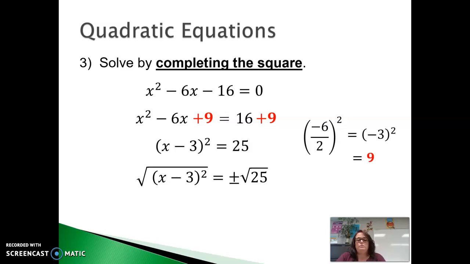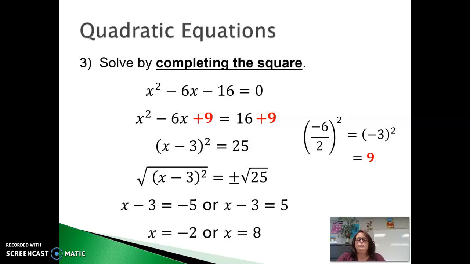So the square root and the square cancel, leaving us with x minus 3. And then the square root of 25 is 5. So that means that either x minus 3 is -5 or x minus 3 is +5. The order of that does not matter. So then if we add 3 to both sides, we get two solutions, x is equal to -2 or x is equal to +8. So just like we saw on the previous slide, we get the same answers.